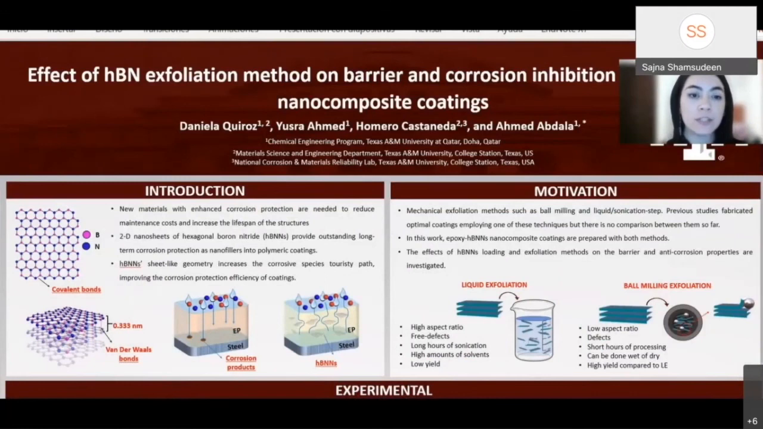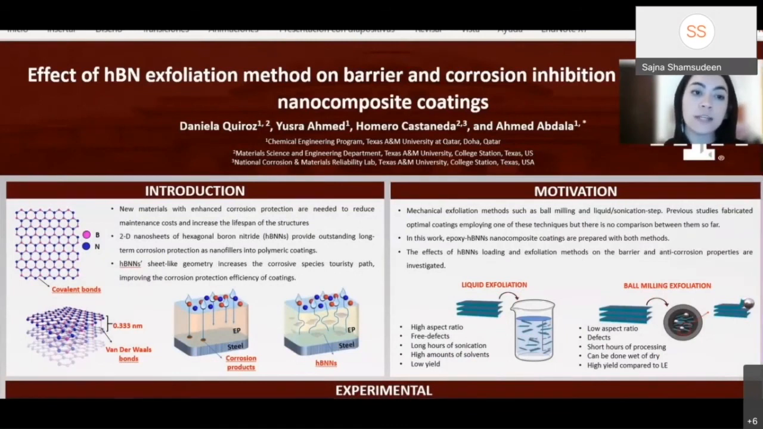New materials with enhanced corrosion protection are needed to reduce maintenance costs and increase the lifespan of structures. It is worth pointing out that the best corrosion protection strategy is not only the one that provides the highest performance, but also the one that is cost-efficient, easy to handle, and, of course, a less polluting process.